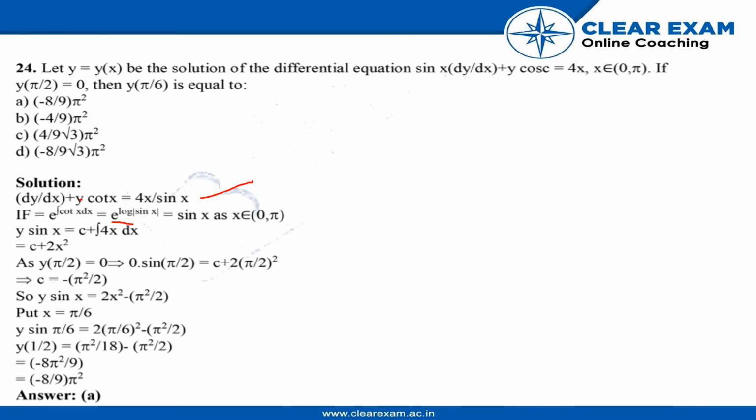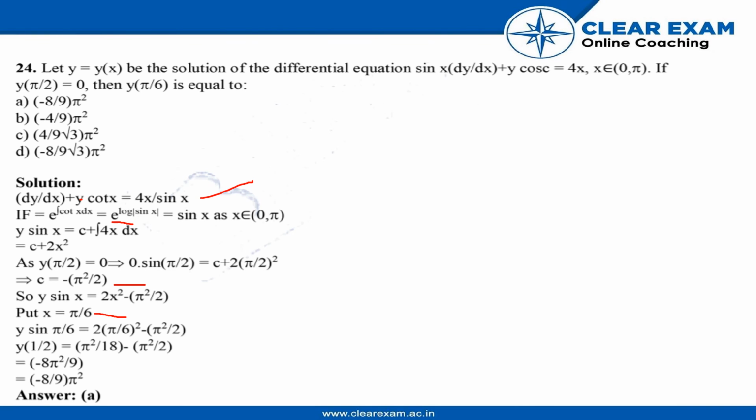So y sin x equals integral of 4x dx, which is c plus 2x squared. As we know that y(pi/2) equals 0, we apply it here and we have 0 into sin pi/2 equals c plus 2 into (pi/2) whole squared. So we will have c equal to minus pi squared by 2. So y sin x equals 2x squared minus pi squared by 2.